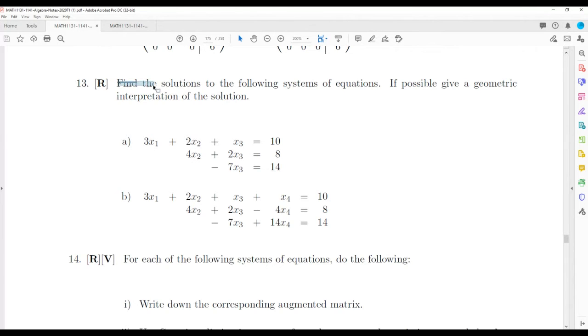Here in this question, we're asked to find the solutions and give a geometric interpretation of the solution. So I did A in the previous tutorial, but today I think I'm going to do B. So we've got 3 equations and 4 unknowns. So the way we would write this is just to look at the coefficients and write them all down as an augmented matrix.